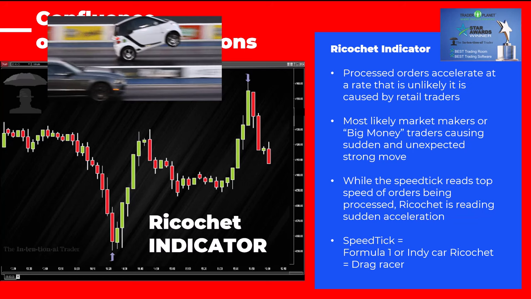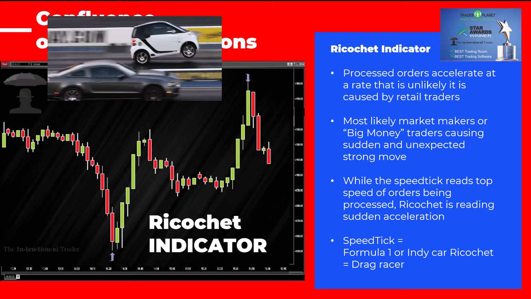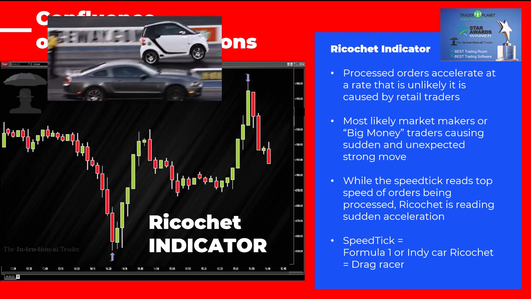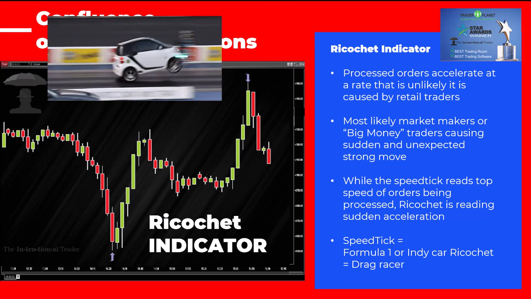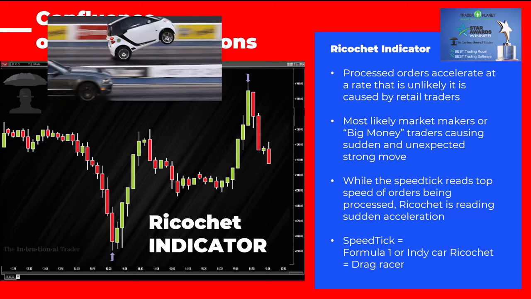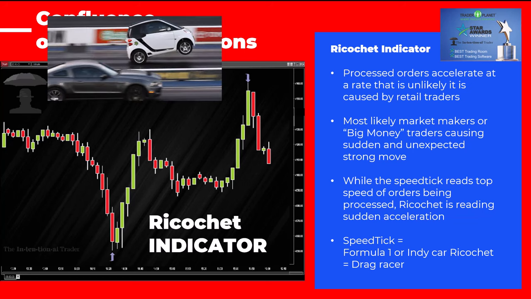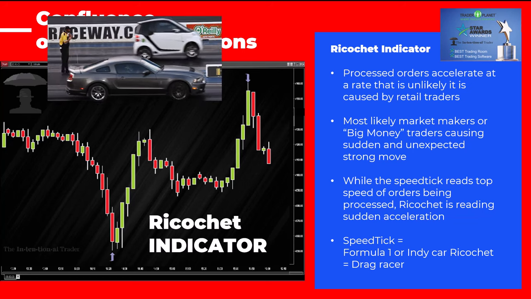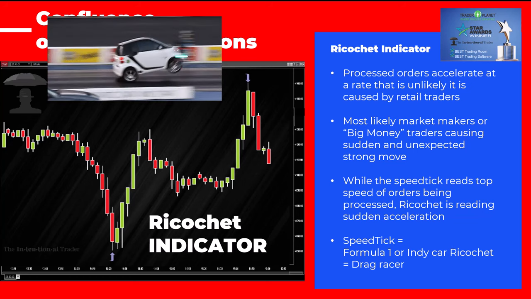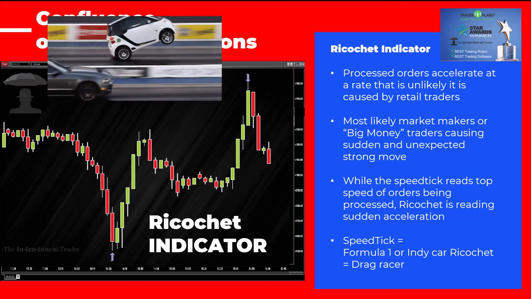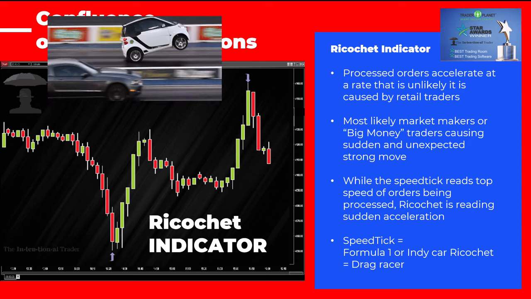We have our ricochet indicator, which is really a byproduct of the speed tick indicator. But speed tick, you kind of think of more as a speedometer, the highest rate of speed that it can go. The ricochet is acceleration. So even though we may not get a speed tick on a particular bar because it didn't reach a certain speed, we often get the ricochet because orders went from just kind of clicking along to suddenly taking off, okay? They just go 0 to 100 in like half a second. So we're interested in that because very, very often we will get a pullback after that.